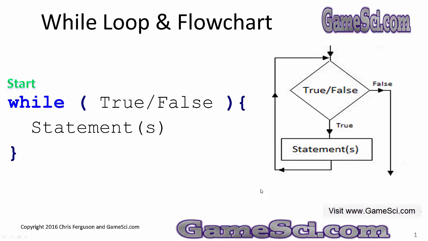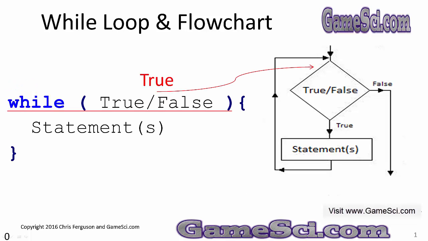Here is the while loop. We'll start with a generic or pseudocode while loop and show you a corresponding flowchart which illustrates the logic of the while loop. Essentially, while this statement is true, we're going to execute a block of statements. Now, I've drawn a line from the code over to the flowchart to show you where the flowchart corresponds with the generic code here.